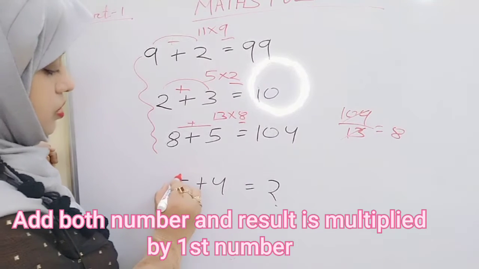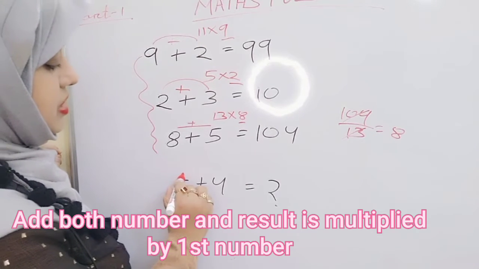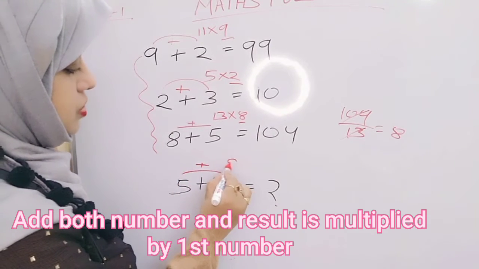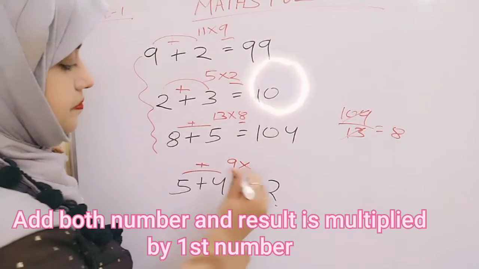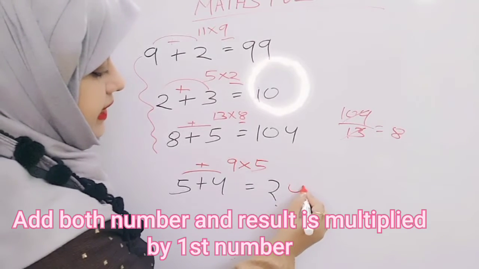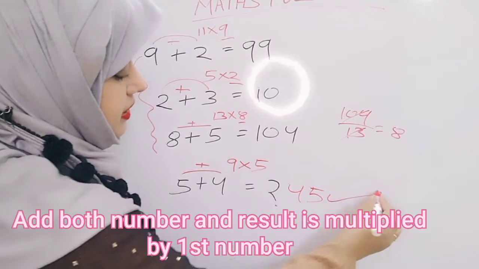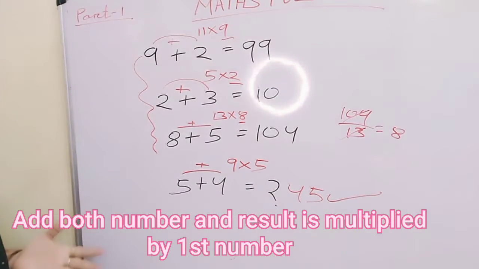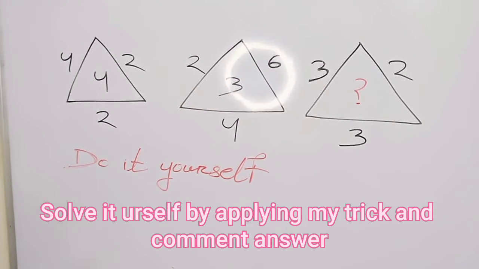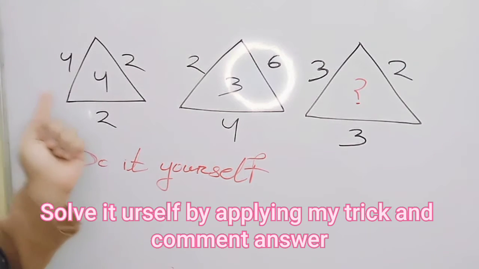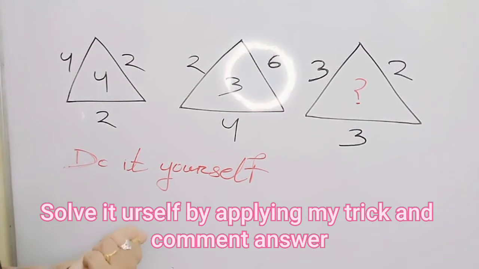So here you also have to do what? First you have to add this, that is your 9 into your first number. Okay, that is your 45. Here you get the answer, 45. So easy. Okay guys, just try my trick and solve this puzzle and comment me the correct answer for this place. Okay, just carefully see this puzzle.